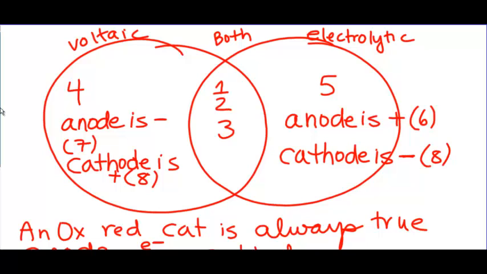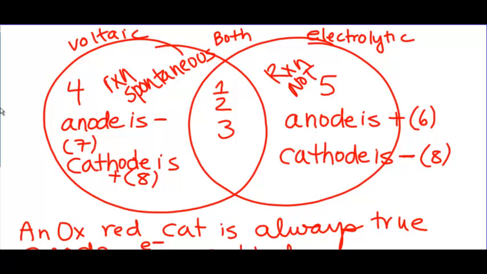Okay, so one thing that's different is that the reaction is spontaneous here. The reaction is not spontaneous here. Okay, that's one difference. Another difference is the sign of the anode and cathode. Okay, that's it. Everything else is the same. So they both involve redox reactions. The anode is always the site of oxidation. The cathode is always the site of reduction. And electrons always flow from A to C, from anode to cathode. Electrons flow in alphabetical order.